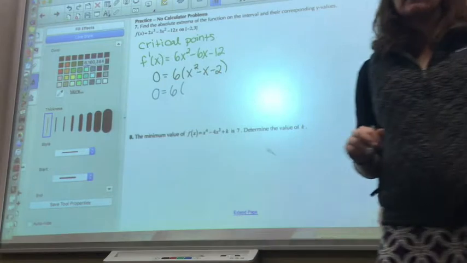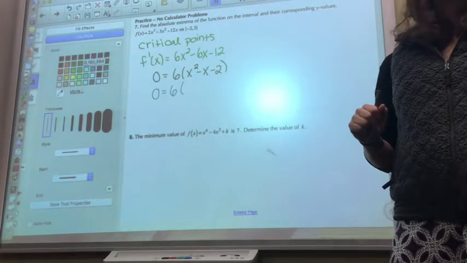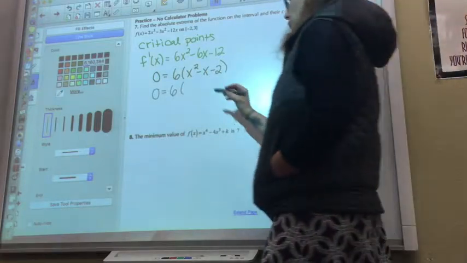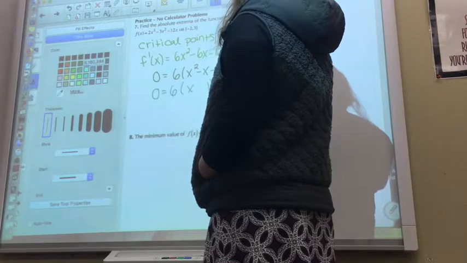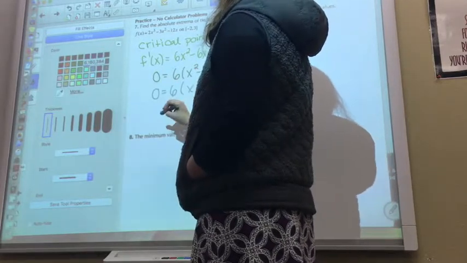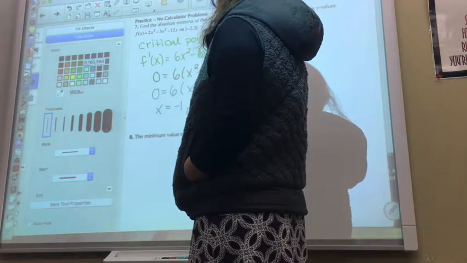What multiplies to negative 2 and adds to negative 1, guys? 1 and 2. Which one's positive, which one's negative? The 2 is negative, the 1 is positive. So we get x equals negative 1 and x equals 2.